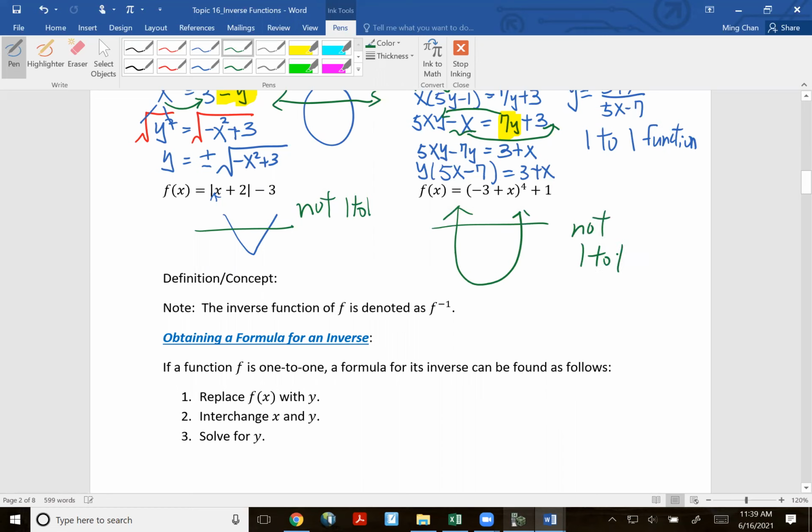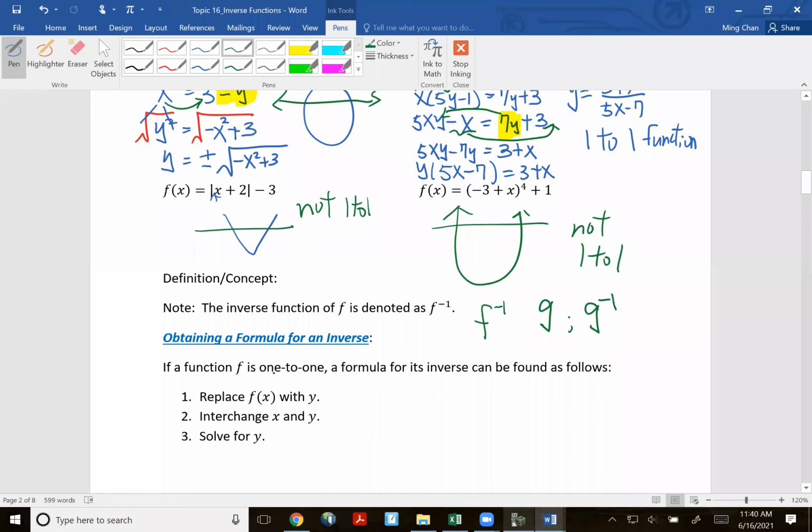So if a function is one-to-one, then a formula for its inverse can be found using these three steps. The inverse function of f is denoted as f inverse, like I wrote earlier. Inverse function will be denoted as f inverse, not f to the first power. If you have a function g, its inverse will be g inverse. That's how we write the notation.